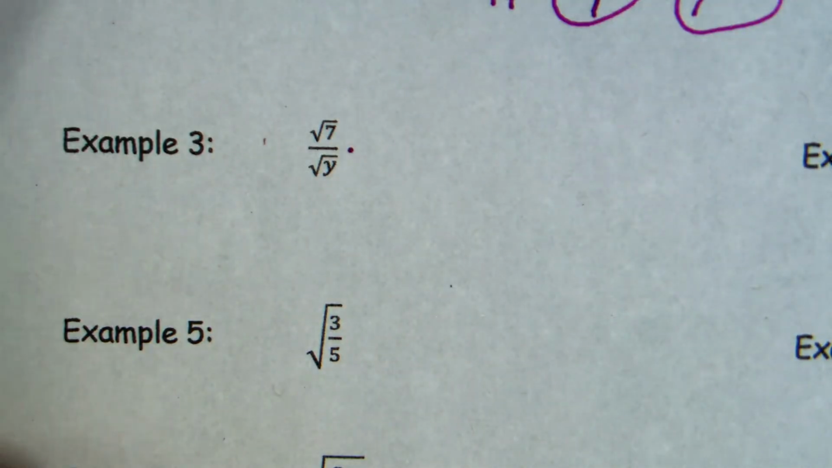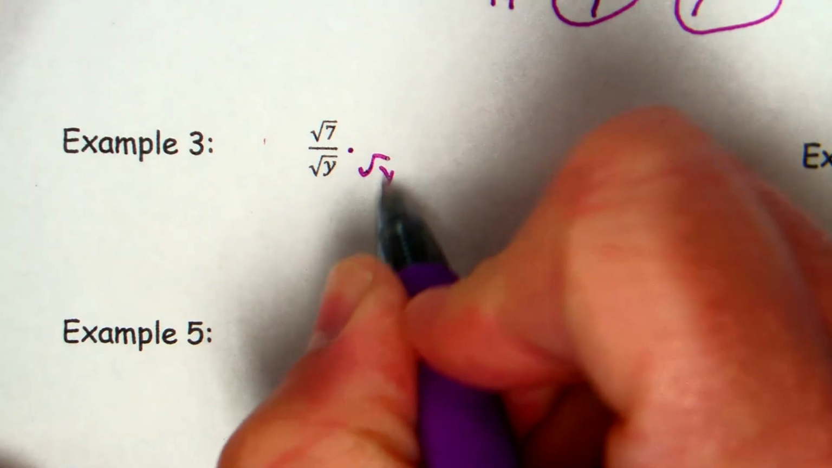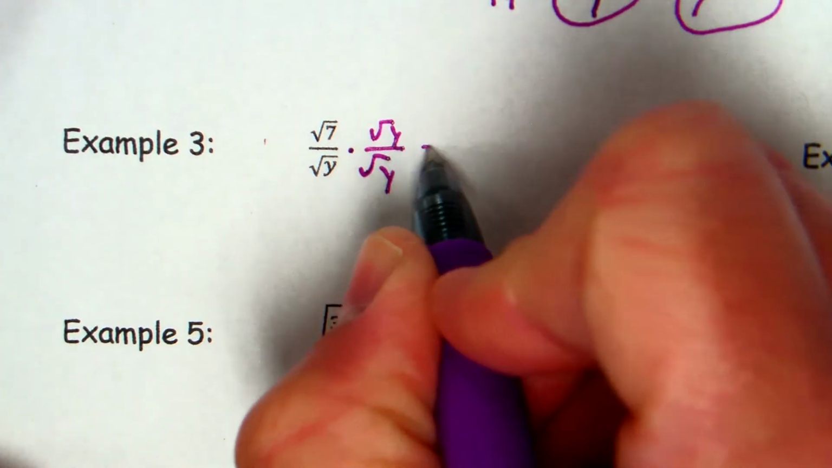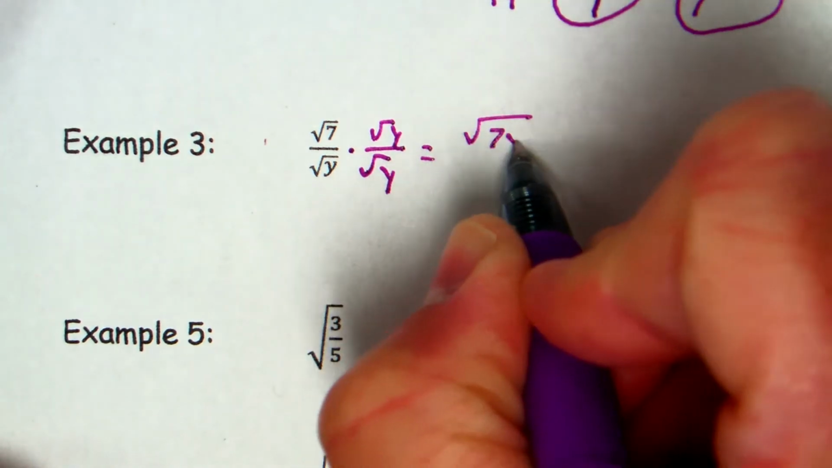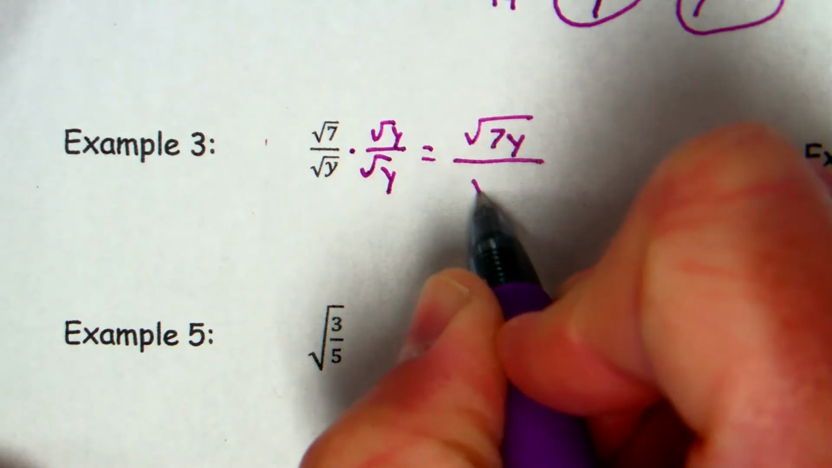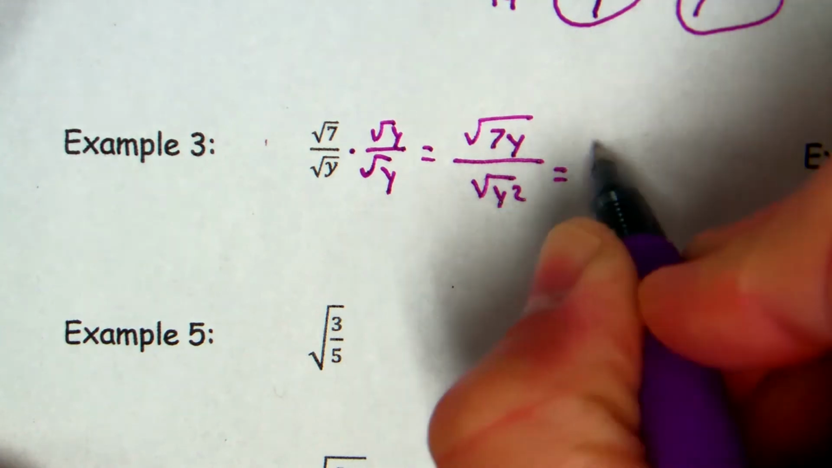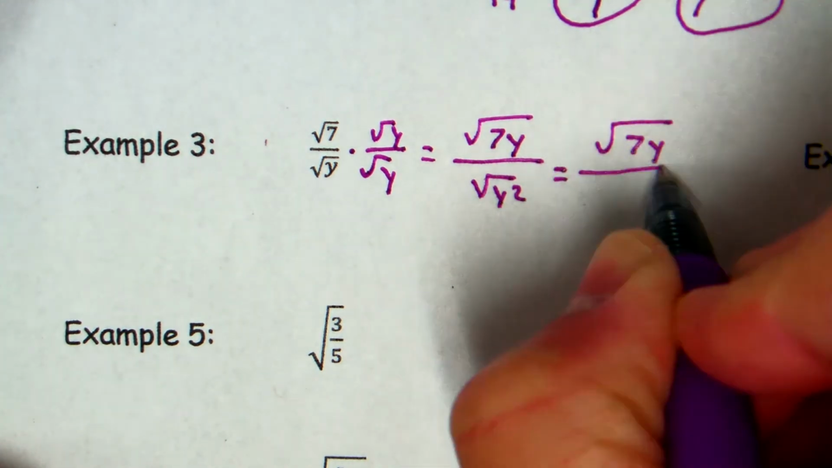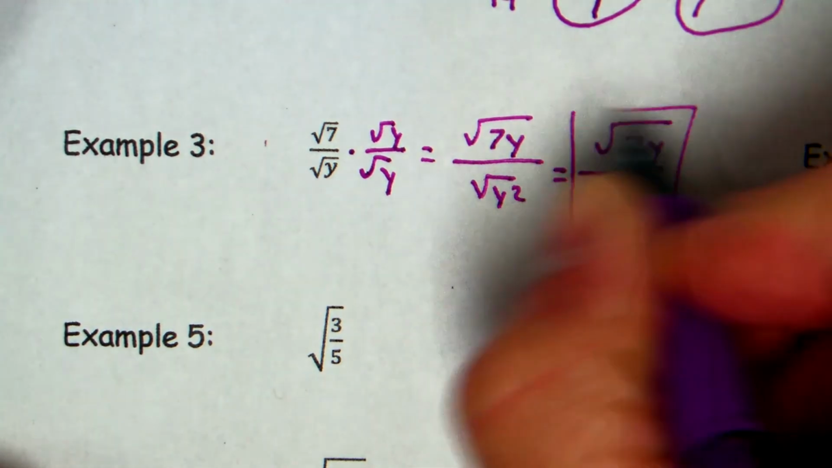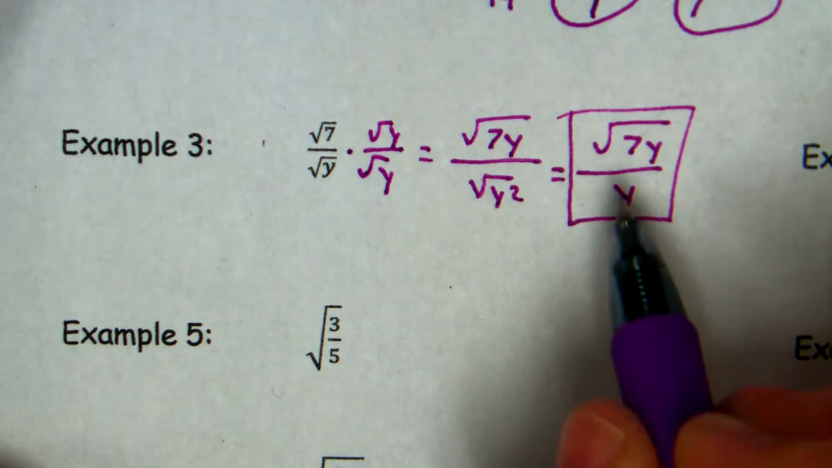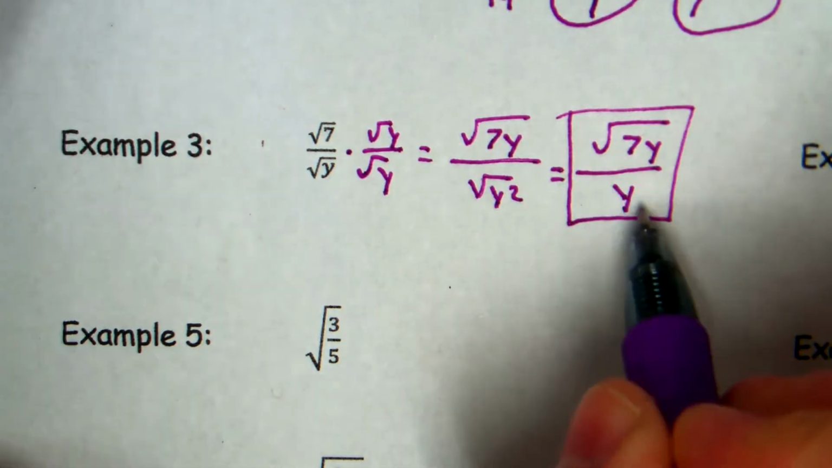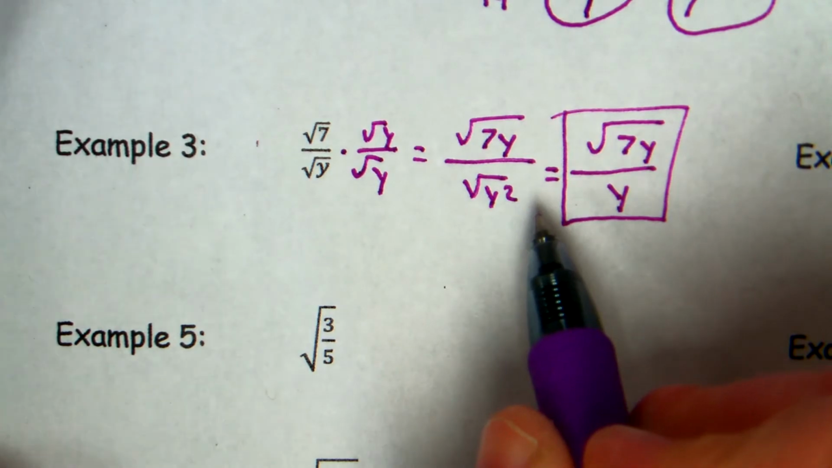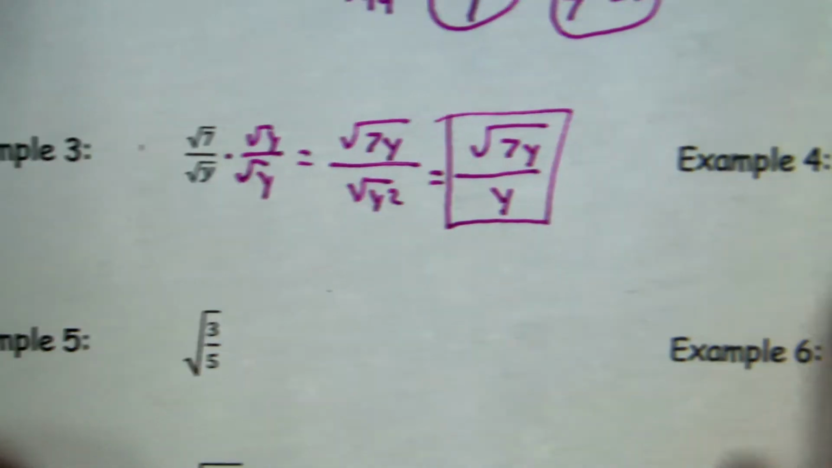I want to rationalize this denominator by multiplying by radical y over radical y and get radical 7y over radical y squared, which is radical 7y over y. Now, technically, this should be the absolute value of y because it's supposed to come out positive, but we're ignoring that point for just the moment.